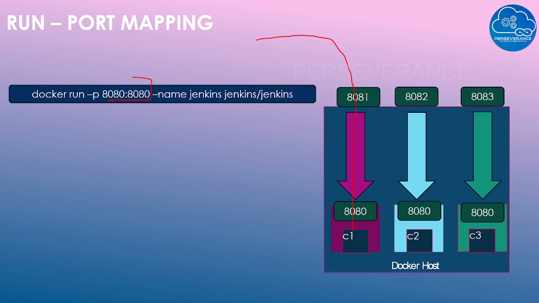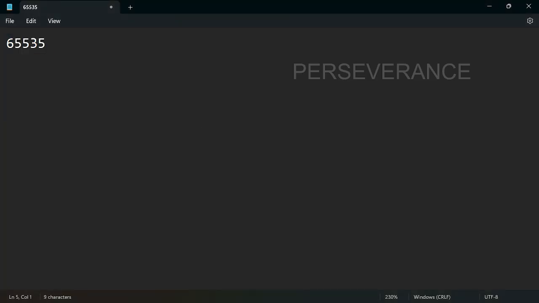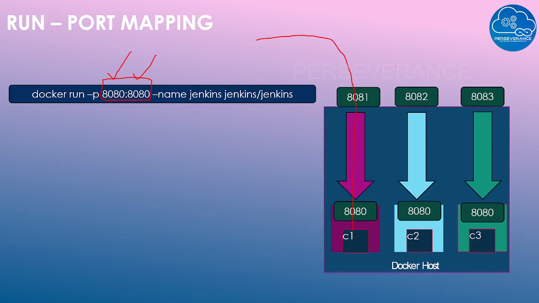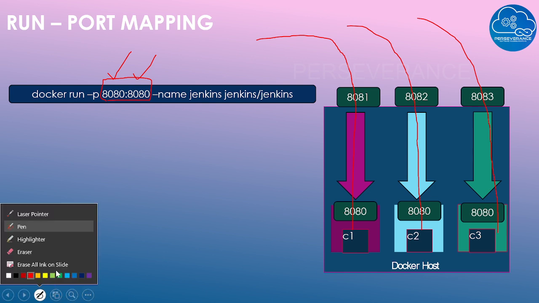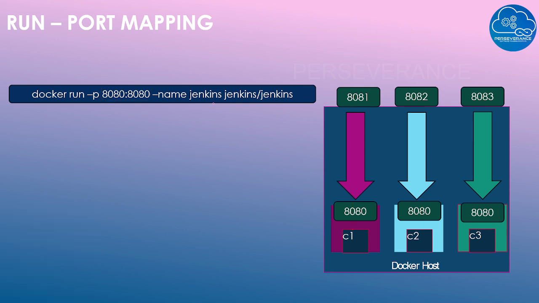I'll come to this command. Here it is 8080 at the server level and 8080 at the container level as well. But in this rule, it comes like this: 8081 colon 8080. This is at the server level, and this is at the container level. If somebody wants to talk to C2, they should cross 8082 and talk to C2. If somebody wants to talk to C3, they should cross 8083 and talk to C3. All right, fine guys, perfect. Now let's understand the command. I hope you got the concept here.